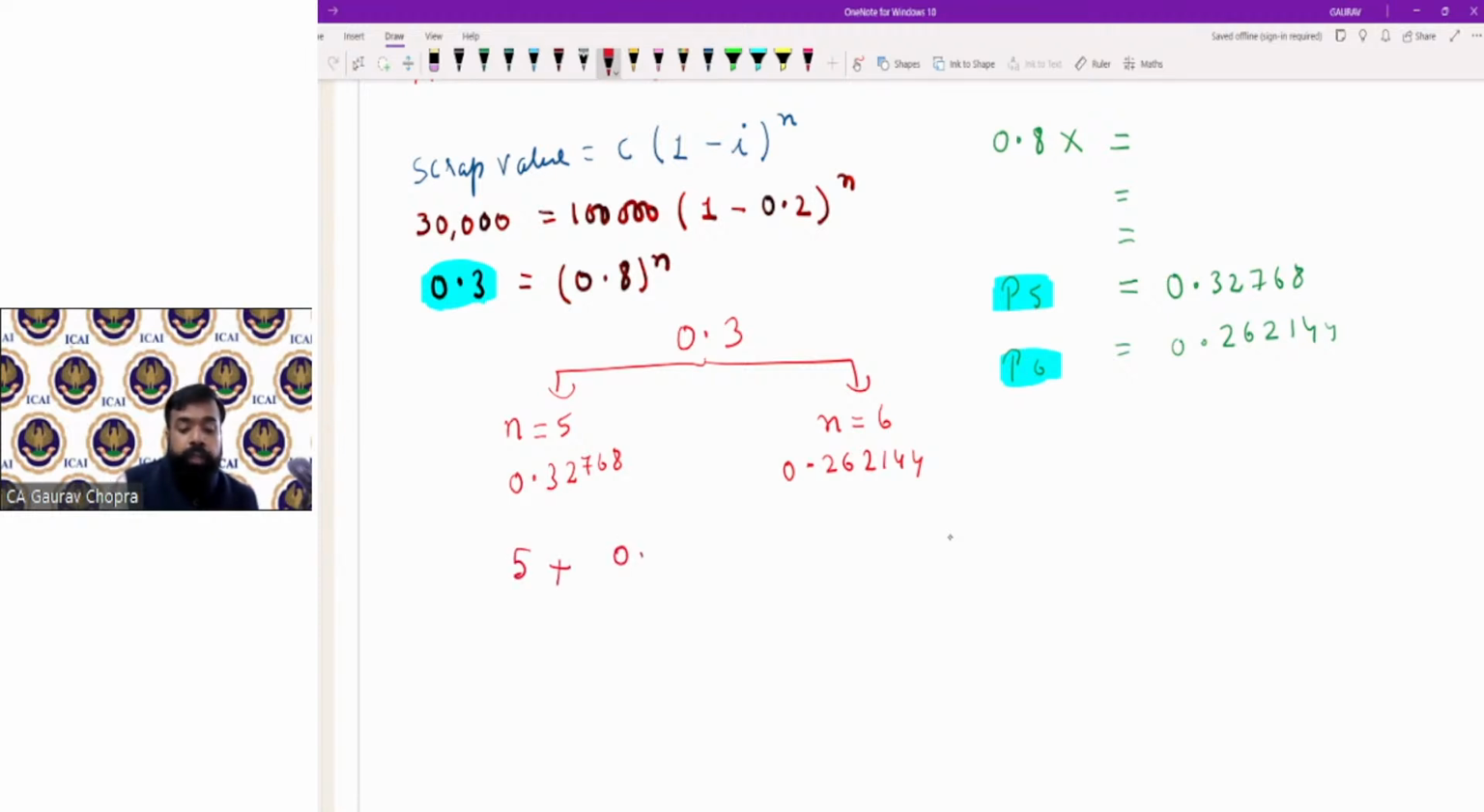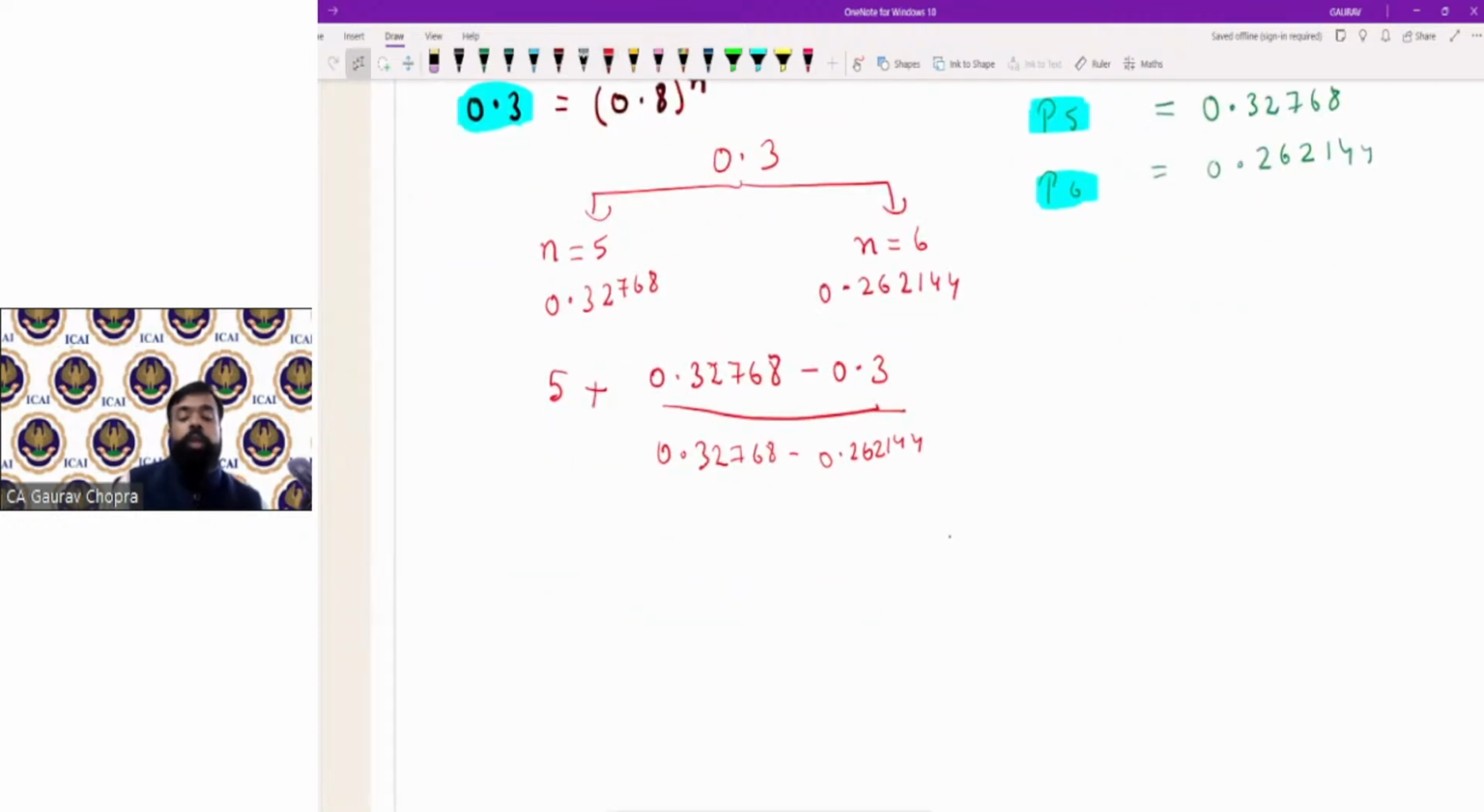So 5 plus, now what we have to do, write this: 0.32768, minus 0.3, divided by the total difference, 0.32768 minus 0.26214. Now solve this, you will get your answer. So on solving, you are getting 5.4 years. So with this type of calculation, you can easily get your answer.